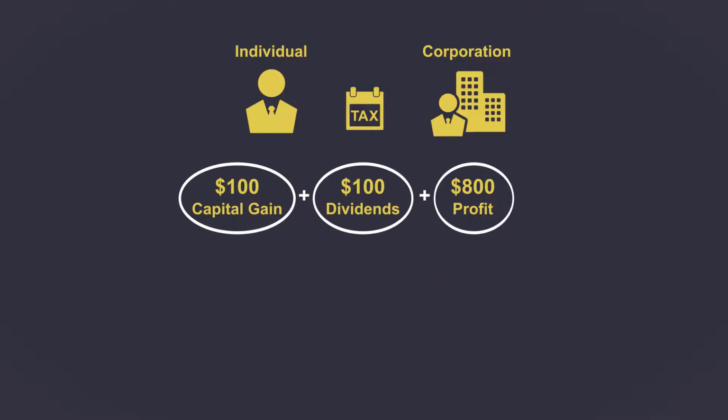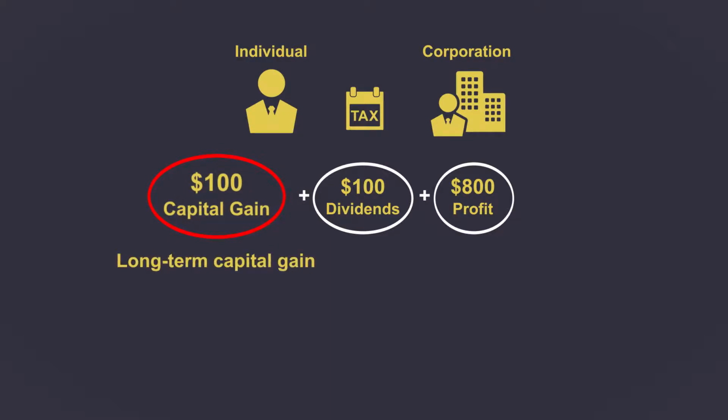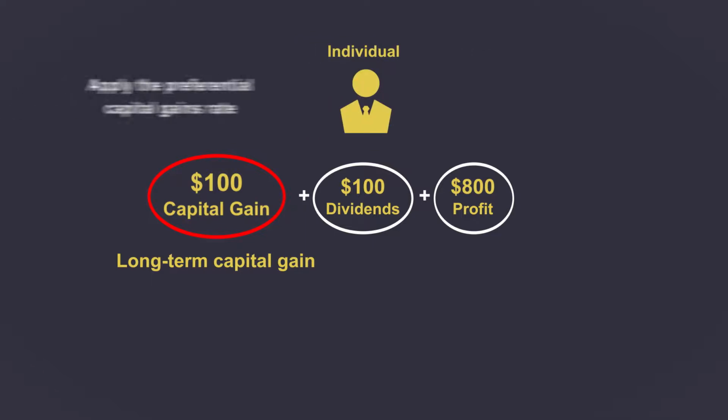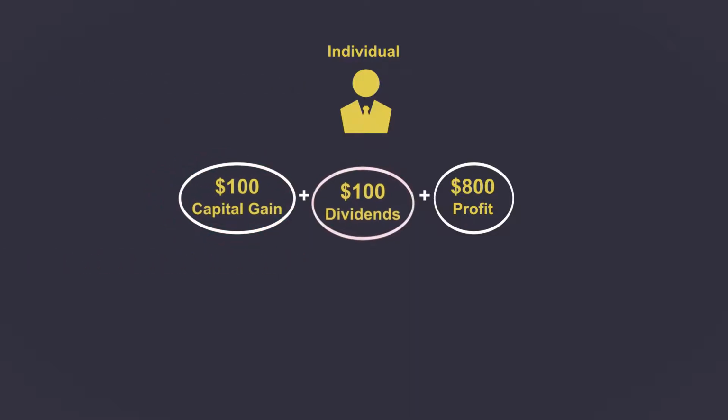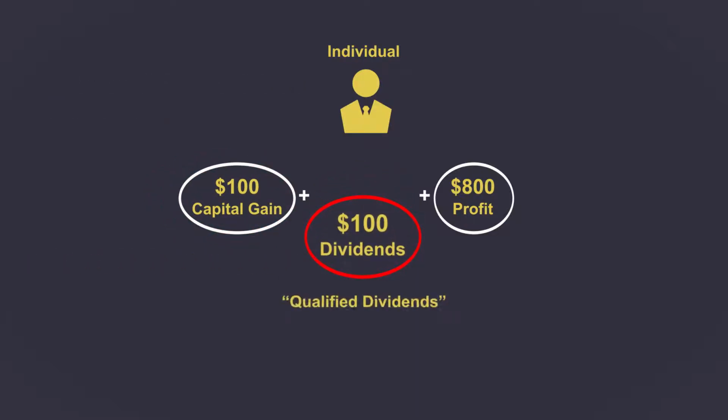to its partners. If the $100 capital gain that the partnership recognized is a long-term capital gain, then the individual partner will be entitled to apply the preferential capital gains rate on his distributive share of that gain. Similarly, if the $100 in dividends are qualified dividends, then the individual partner may also be entitled to use the preferential rate for qualified dividends on his distributive share of those dividends.